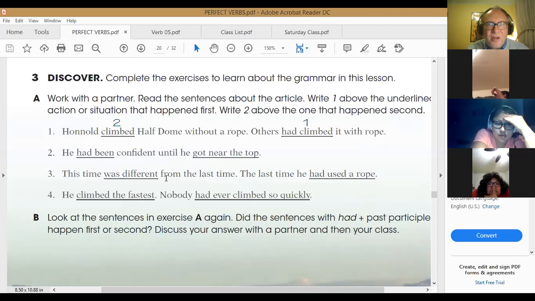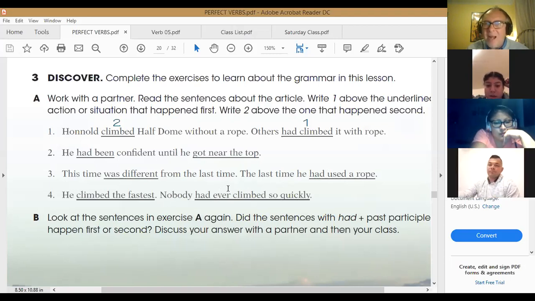Now the next one. This time was different from the last. The last time he had used a rope. So what happened first? Did he use the rope first? He used the rope first. So this is going to be our number one here, and then this will be our number two. All right. He climbed the fastest. Nobody had climbed so quickly. Again, what happened first? Nobody had climbed that quickly. Number two, he climbed the fastest. So the second action will always be simple past. The first action, past perfect.